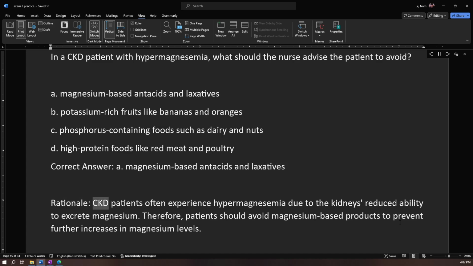Rationale: CKD patients often experience hypermagnesemia due to the kidney's reduced ability to excrete magnesium. Therefore, patients should avoid magnesium-based products to prevent further increases in magnesium levels.